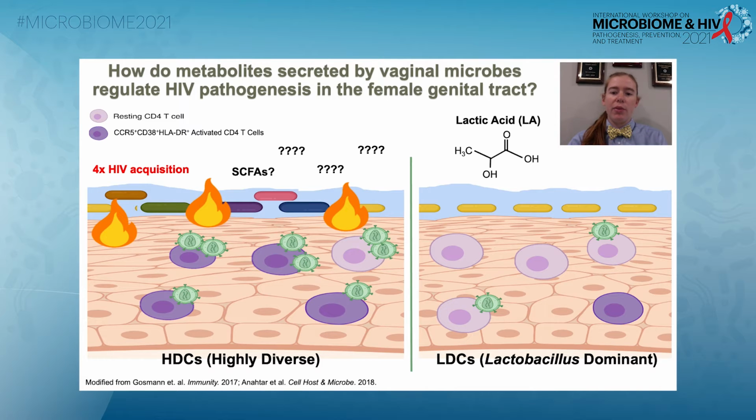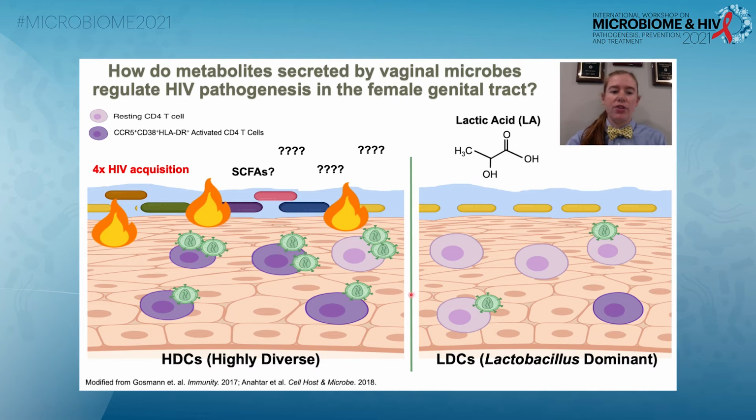So we know that women who are colonized by lactobacillus dominant communities, or LDCs, are at a lower risk of acquiring HIV compared to those colonized by highly diverse microbial communities, or HDCs. And metabolites can play a critical role in this process, as it's been shown that lactobacillus-mediated production of lactic acid can directly inactivate HIV virus particles, it can regulate inflammatory cytokine production by vaginal epithelial cells, and it can prevent the growth of pathogenic anaerobes.